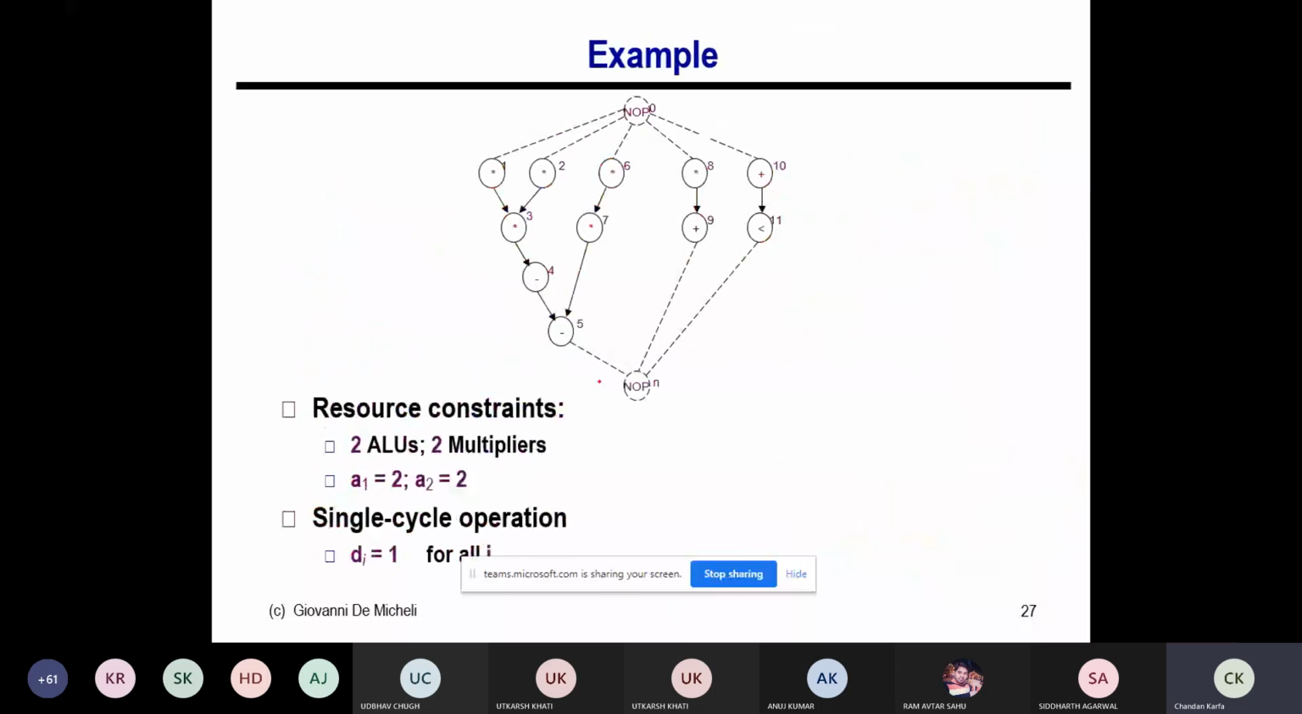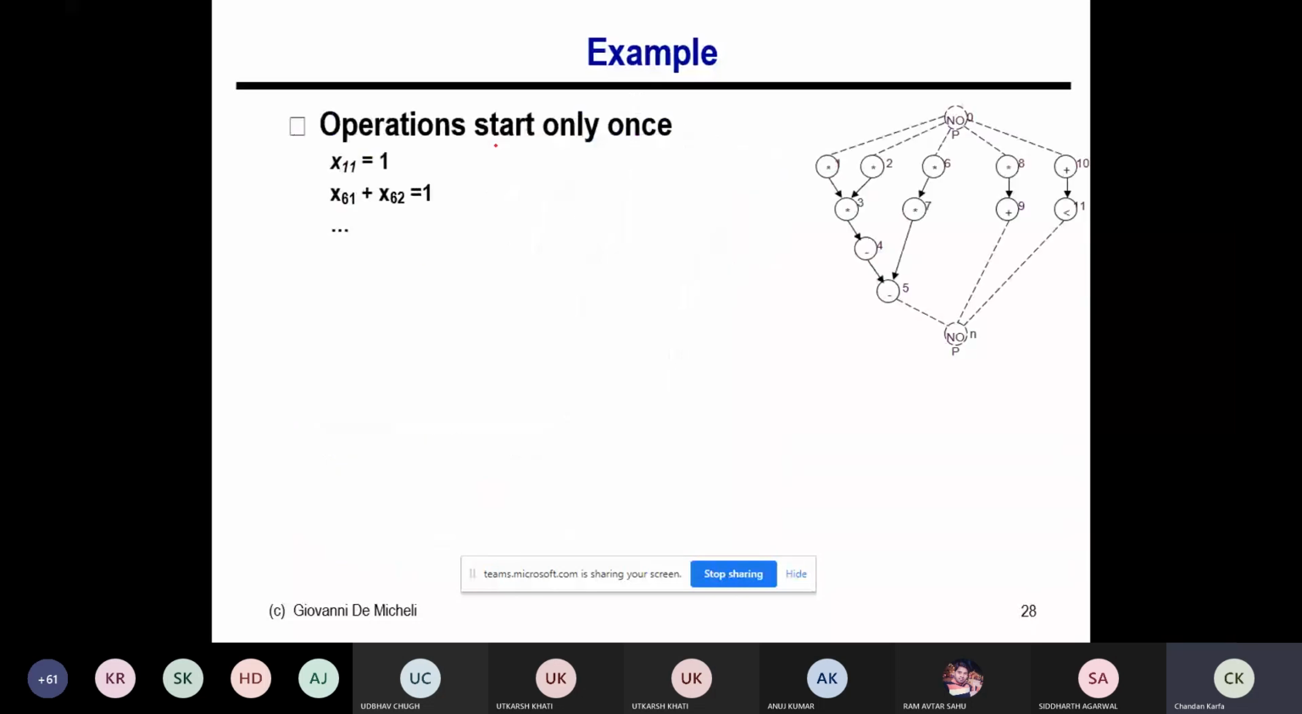And then what I explained with an example, that if you have, say, two ALU and two multipliers, right? So there are two types of resource, multiplier and ALU. ALU is going to perform all plus, minus, greater than, less than operations, and the multiplier is just the multiplier, right? So my A1 is 2 and A2 is 2, and I assume that all operations are single cycle. That means di is one for all operations, right? So, for the simplest option.